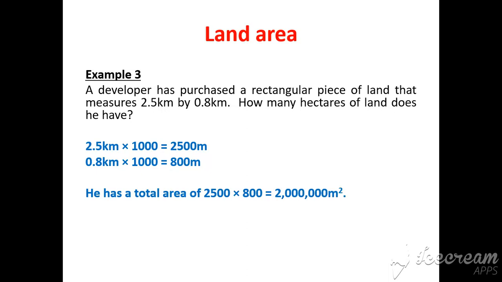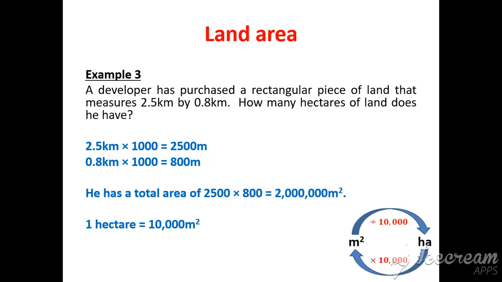So how do we work out the area of his piece of land? Just go 2,500 times 800, base times height, and we get 2 million meters squared. Now we're just going to know that a hectare is 10,000 meters squared, and I'll use our flow diagram. We're changing meters squared back to hectares, so we have to divide by 10,000. 2 million divided by 10,000 gives us 200 hectares. He's got 200 hectares of land.